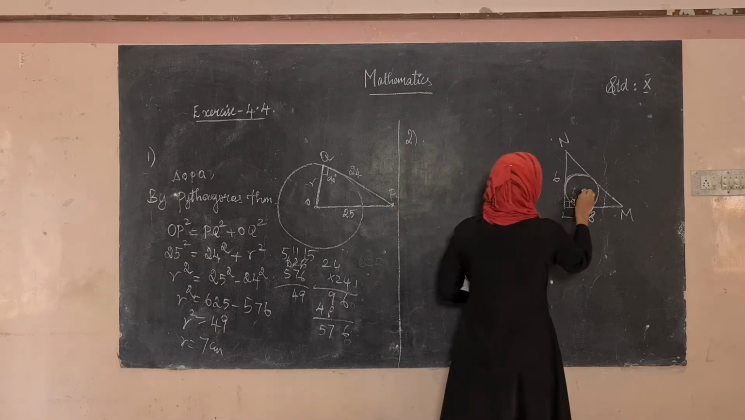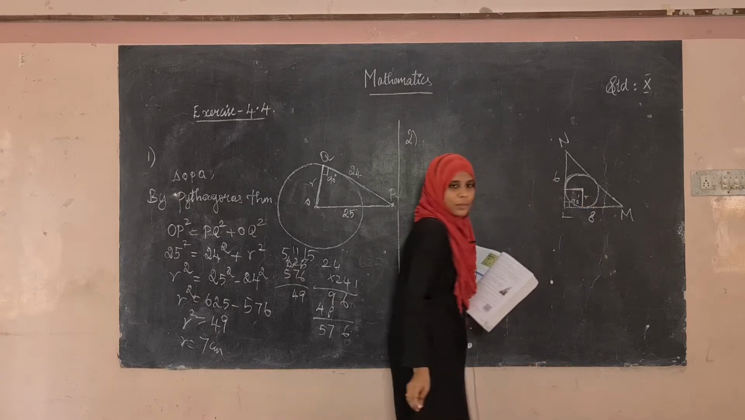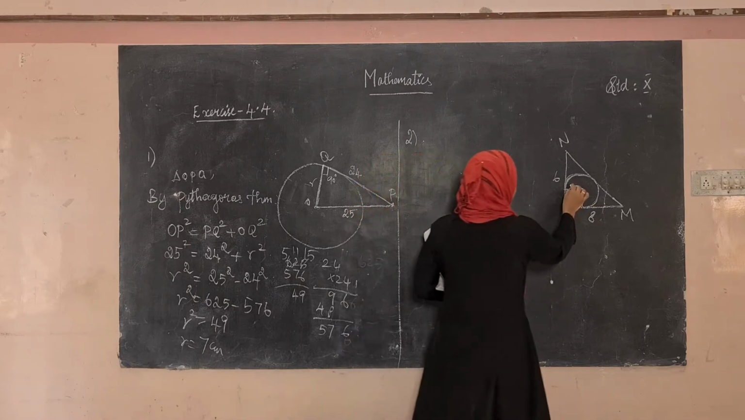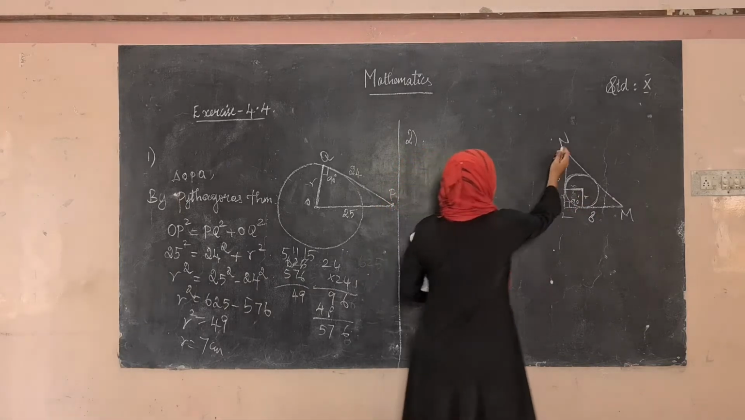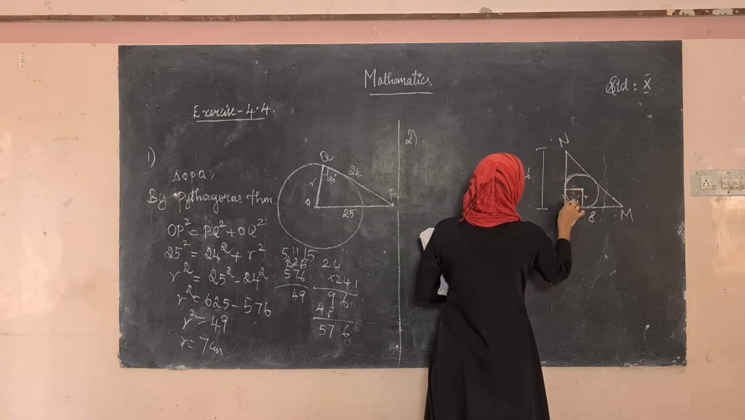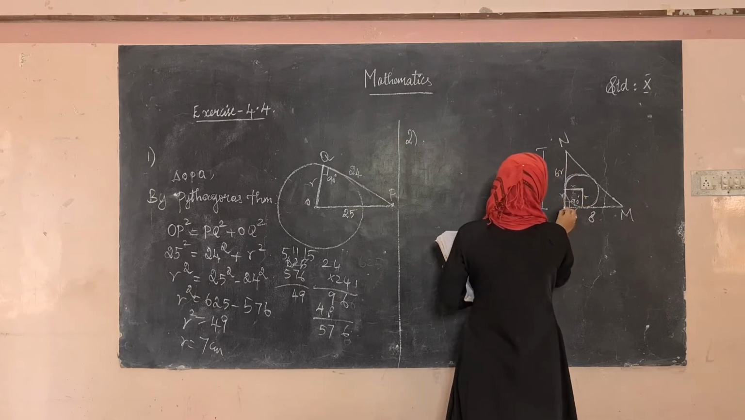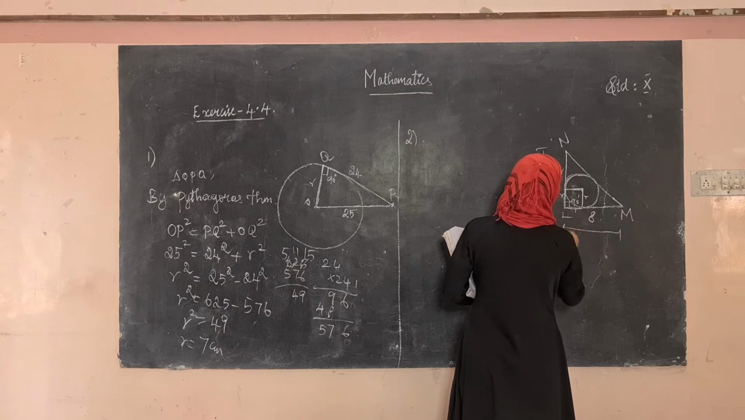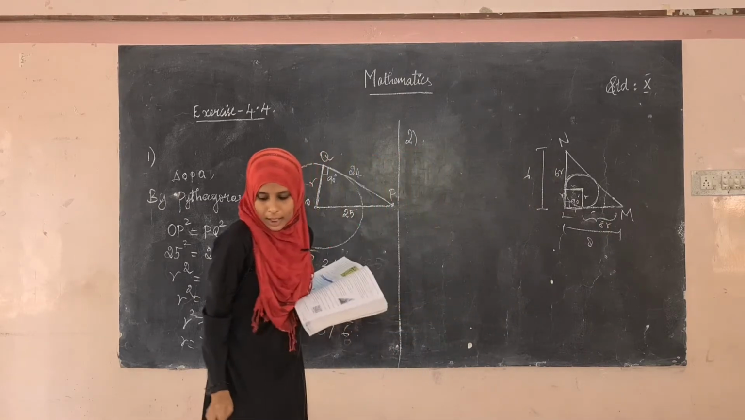That is, you have to find the radius of the circle. Let this be R, and this is also R, this is also R, and this is also R. So if this total length is 6, from here to this is R, so from here to here it will be 6 minus R. Similarly, if this is R, the total length is 8, so from here to here it will be 8 minus R.